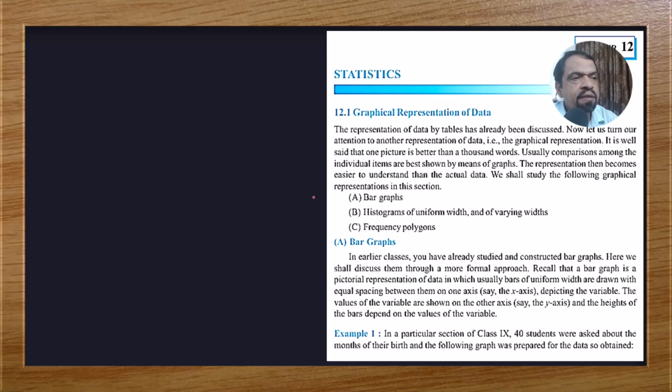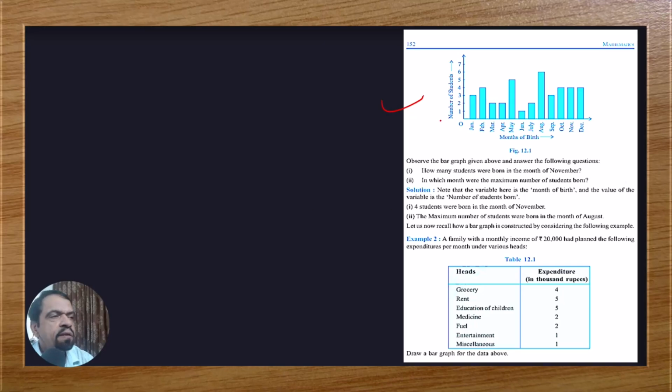Broadly, there are three ways to represent the specific data: bar graph, histogram, and frequency polygon. This bar graph represents the month of birth of students. See, in August there are 3 students, and in February, 4 students. So at a glance, we can observe that in the month of August there are the maximum births, and the minimum in the month of June.